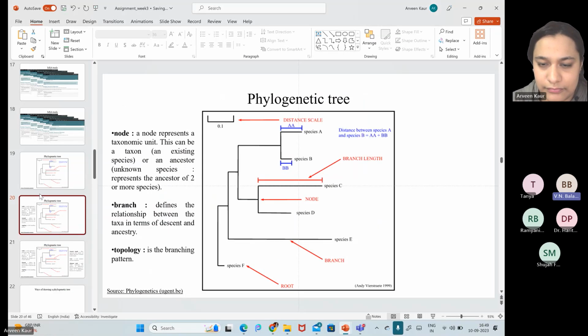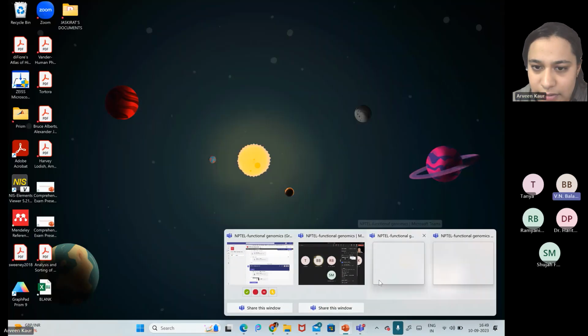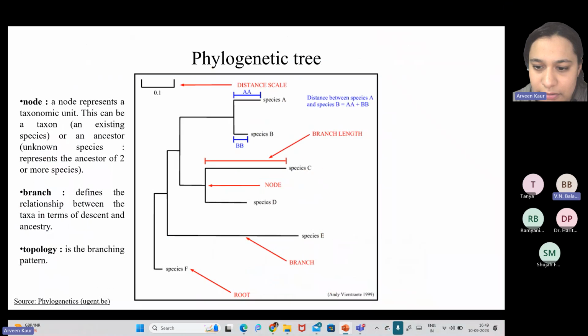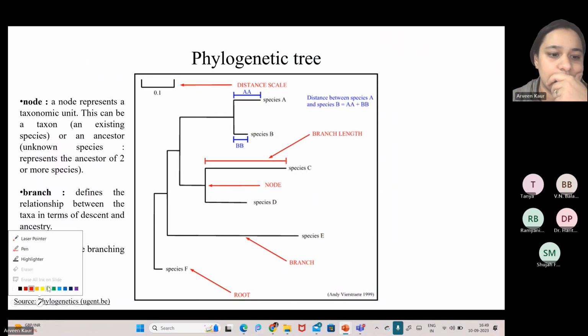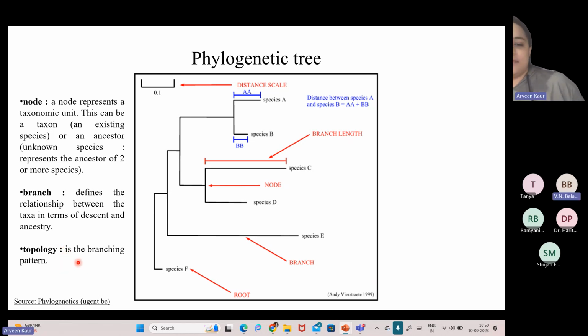We can hear you. You can continue. But can you also see the presentation? Now the PPT has gone. Now we can see the phylogenetic tree. You were not able to see it before this? We can see the topology, the branch pattern. Okay, so you can see this slide.